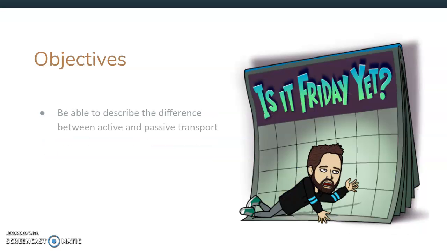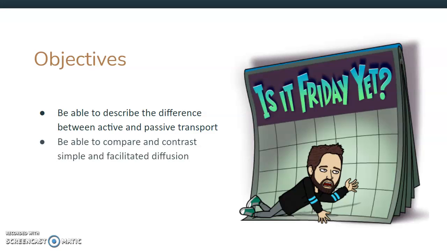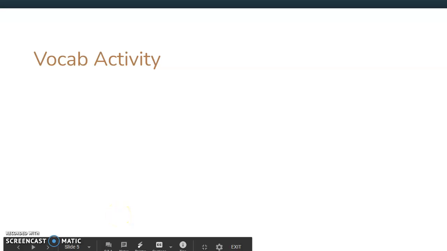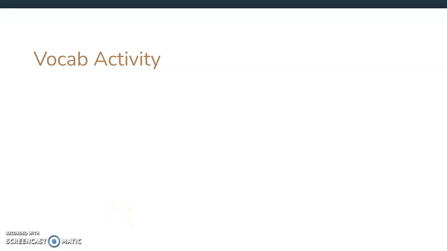Our objectives today, by the end of today, we want to be able to describe the difference between active and passive transport and also be able to compare and contrast simple and facilitated diffusion. So I have a video which I have linked as always in the same spot, in our Google Classroom. We're going to start with some vocab just so that we're all on the same page.